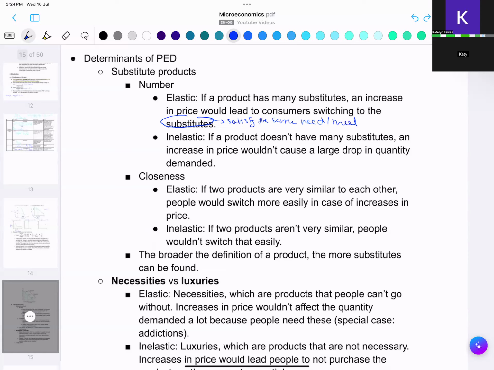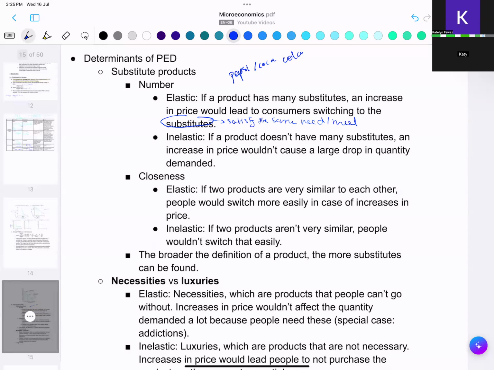Inelastic: if it doesn't have many substitutes, an increase in price wouldn't cause a large drop in quantity demanded. An example is Pepsi and Coca-Cola. Closeness, elastic: if two products are very similar to each other, people would switch more easily in case of increases in price. Inelastic: if two products aren't very similar, people wouldn't switch that easily because they don't really provide the same need. The broader the definition of a product, the more substitutes can be found.